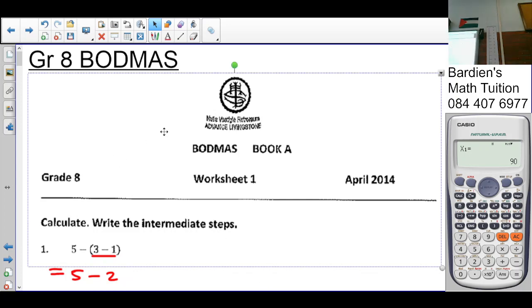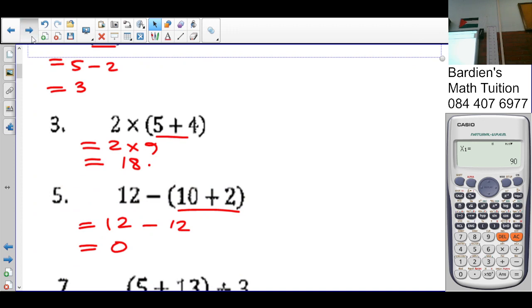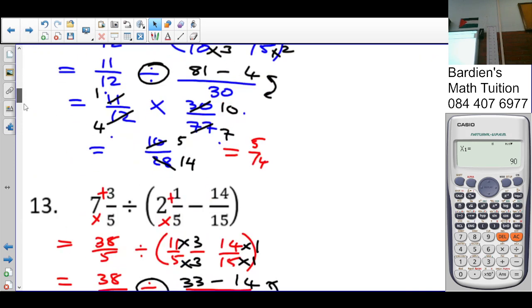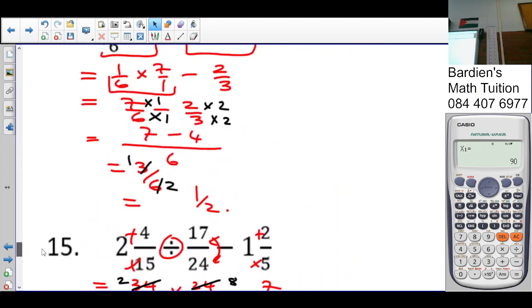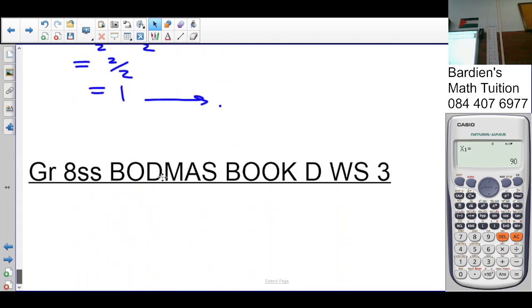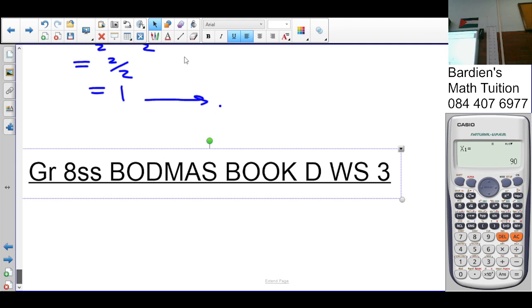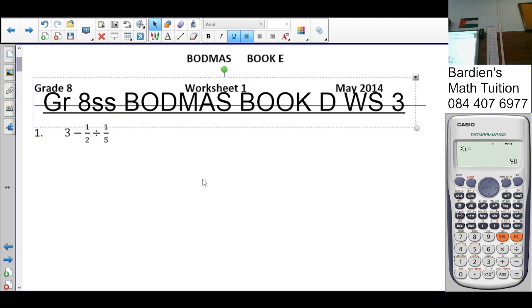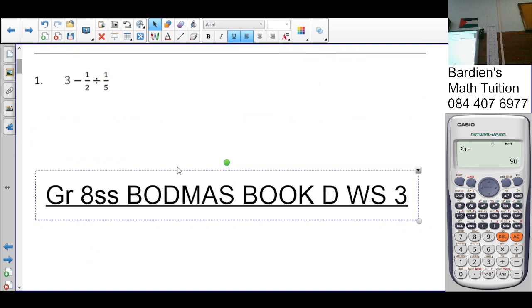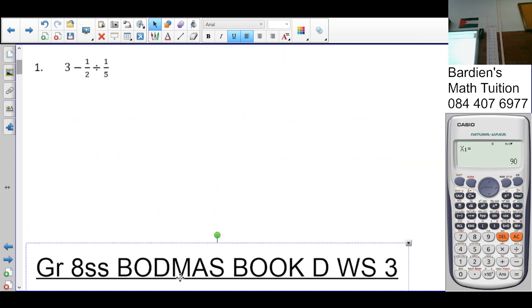Good morning, class. So at this point we're looking at BODMAS. Book E, worksheet 1, odd numbers. Copy. Book E, worksheet 1, odd numbers. Okay, I wonder why nobody's shouting out even numbers today.